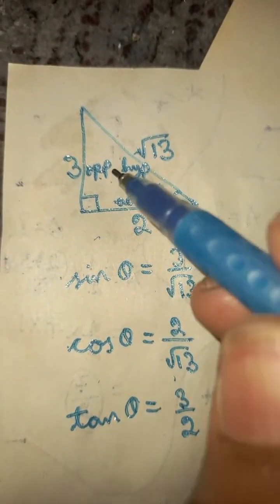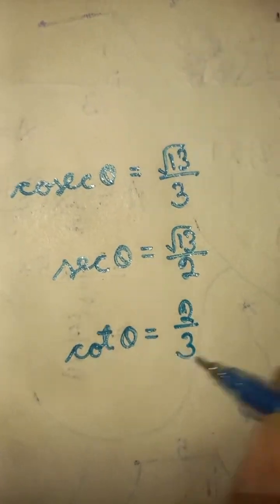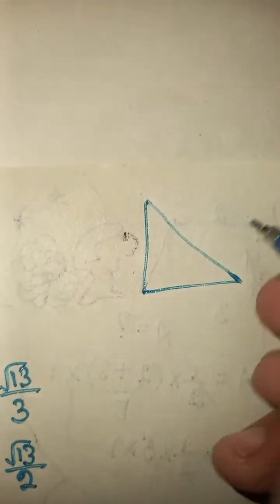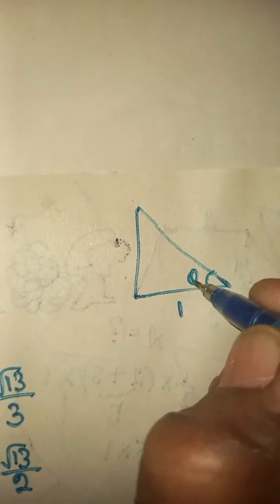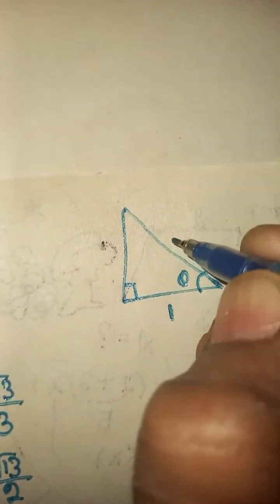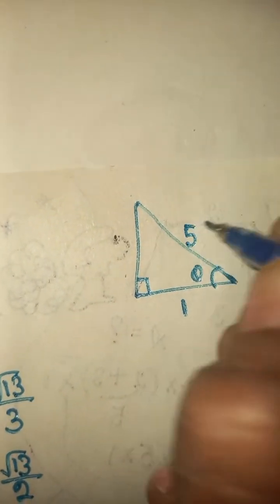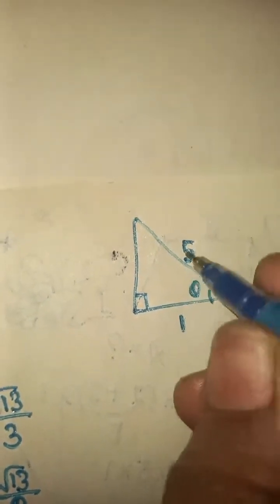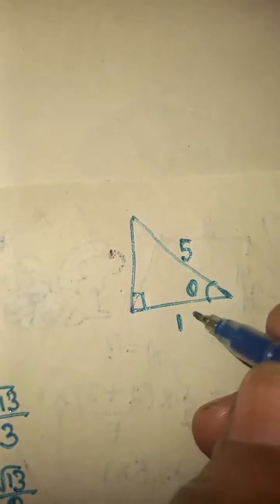Here is tan theta's reciprocal, so it is 2 by 3. Let's take one more triangle. Here in this triangle, they have given this side length as 1 unit. This is theta. It is a right angle triangle. The hypotenuse is 5 units. You can find the side easily as root of 5 square minus 1 square.